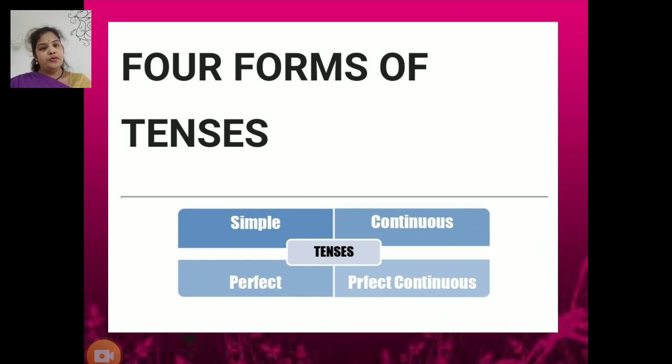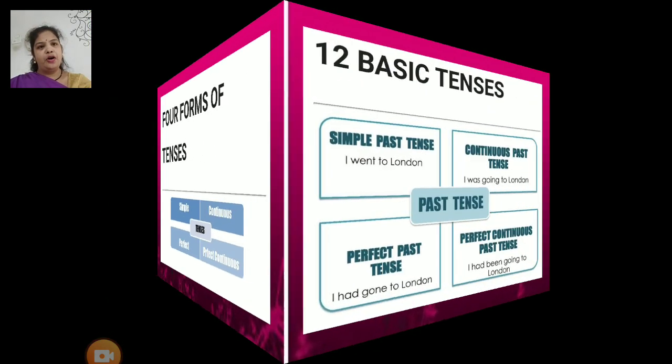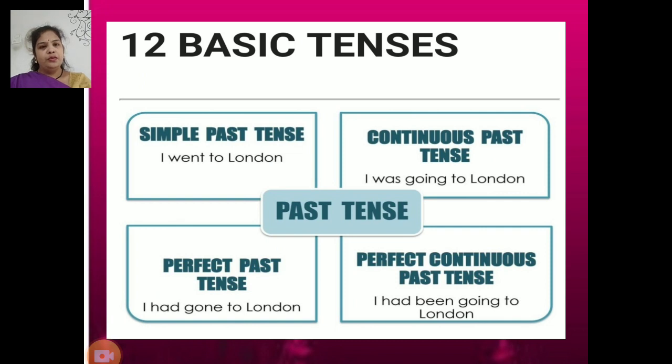There are four forms of tenses for each type: present, past and future. So we have the first form as simple tense, the second as continuous tense, the third as perfect tense and the fourth as perfect continuous tense. Today we are going to learn in detail past tense with its forms. So here are the four forms: simple past tense, continuous past tense, perfect past tense and perfect continuous past tense.